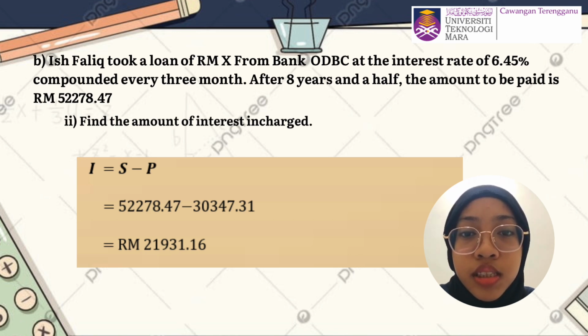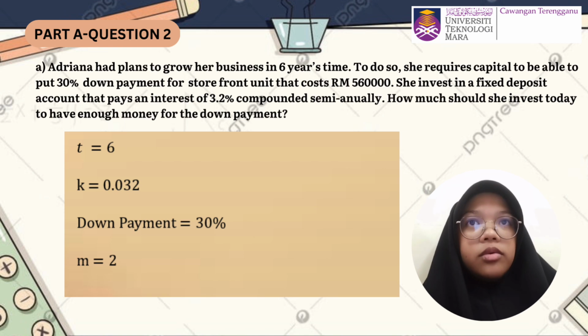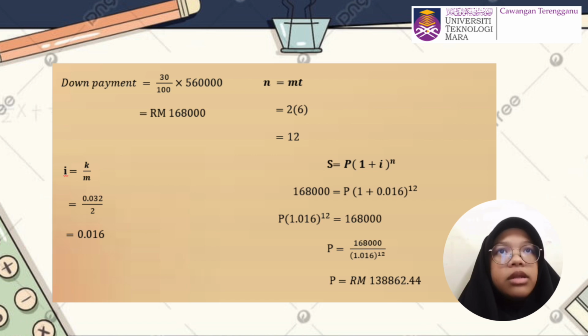21,931 and 16 cents. For part A, question 2, we need to find how much Adriana should invest today to have enough money for the down payment. Down payment equals 30 over 100 times 560,000, which equals RM 168,000.